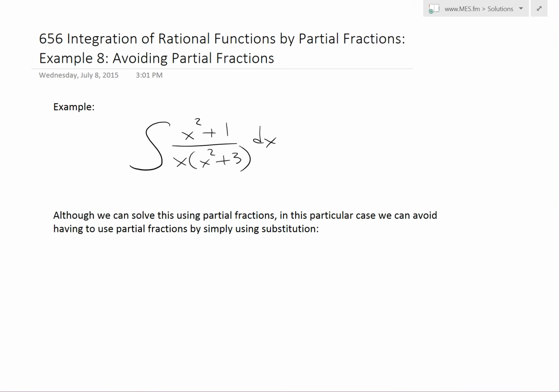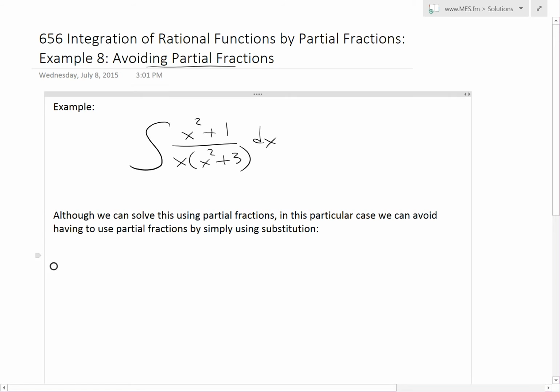To discuss further into integration of rational functions by partial fractions, and this time go over example 8 of the example series. And in this example, we'll be trying to basically avoid having to even use partial fractions. So this is the example we're going to go over: the integral of x squared plus 1 divided by x times x squared plus 3.